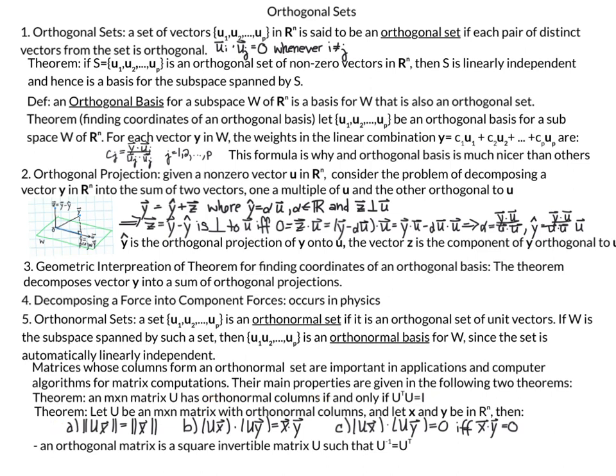The second theorem: if U is an n by n matrix with orthonormal columns and x and y are in Rn, then the length of Ux is equal to the length of x, Ux dot Uy is equal to x dot y, and Ux dot Uy equals 0 if and only if x dot y is equal to 0. And our last note is an orthogonal matrix is a square invertible matrix U such that U inverse equals U transpose. So that's it for this video.